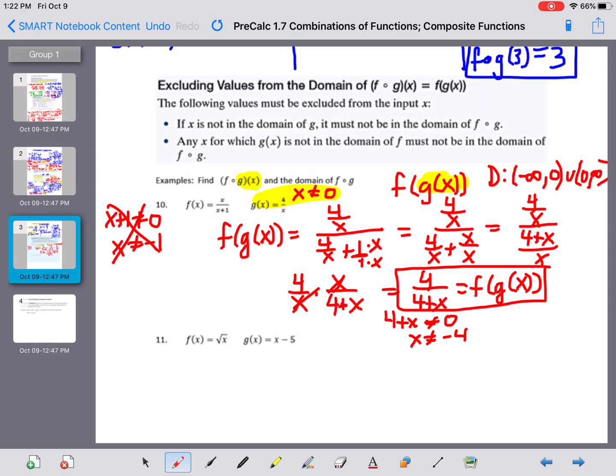So my new domain, I need to use this new restriction with my old restrictions. So I'm going to go from negative infinity. The first value I'll get to is negative 4, in union with -4 to 0, in union with 0 to infinity. So it added another restriction into that domain.